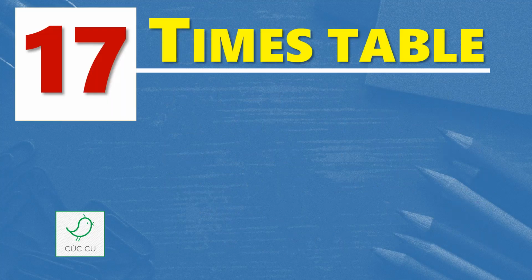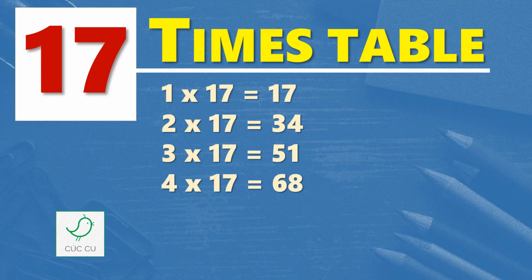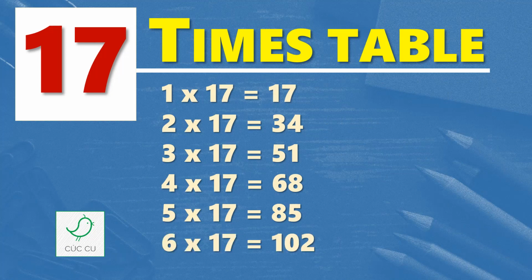17 times table. 1 times 17 is 17. 2 times 17 are 34. 3 times 17 are 51. 4 times 17 are 68. 5 times 17 are 85. 6 times 17 are 102.